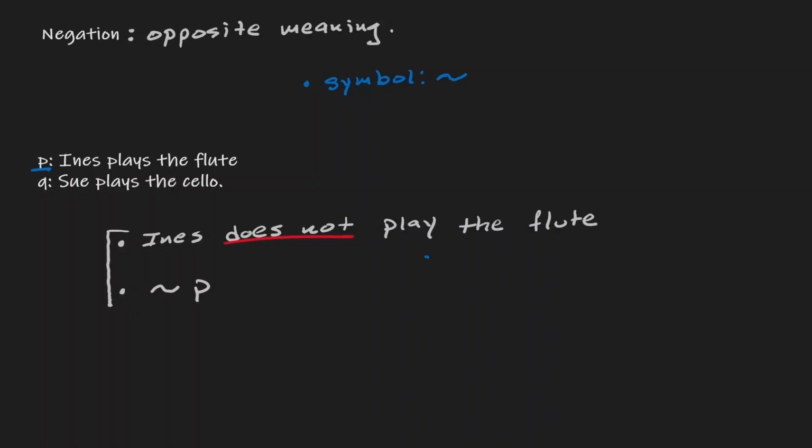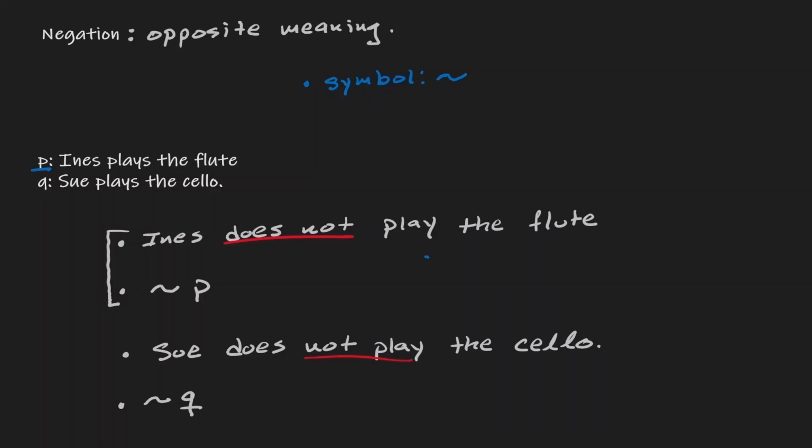Let's try to define the negation of our second statement, Sue plays the cello. How would that look? Well, in words, the negation for that statement will be Sue does not play the cello. And again, I'm using the words does not to indicate that it's a negation. But now, if we want to represent the same statement using symbols, then I can say squiggly line Q, because again, Q represents the statement Sue plays the cello.